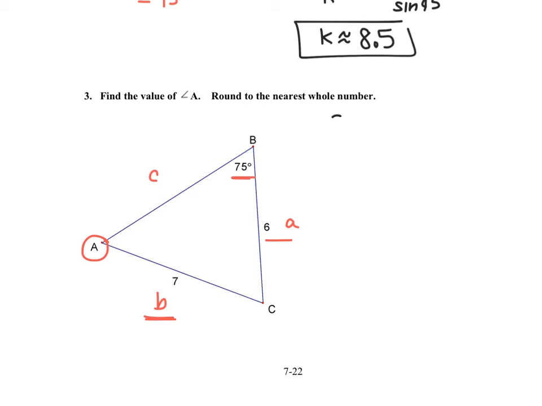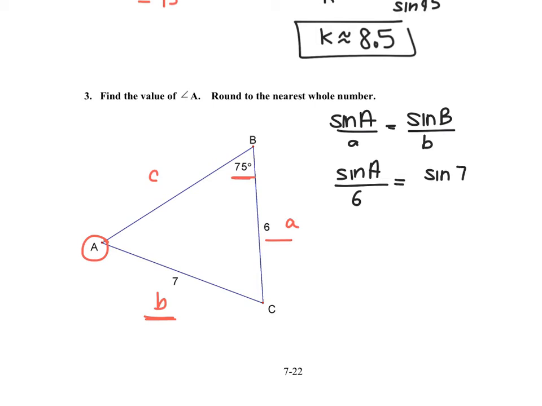So I'm going to be using sine A over A equals sine B over B. I don't know angle A, but I know side A is 6. Angle B is 75, and side B is 7. And now I cross multiply. So I'm going to multiply the 7 by sine A, and I'm going to multiply the 6 by sine 75.